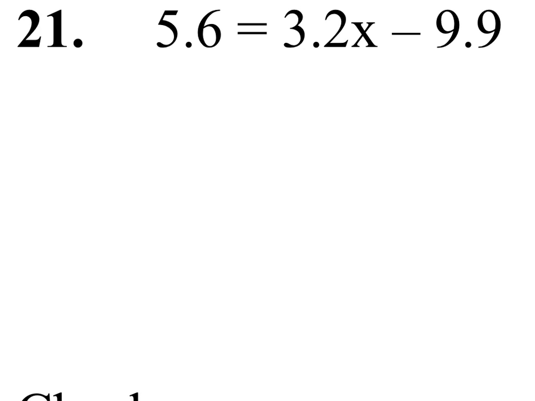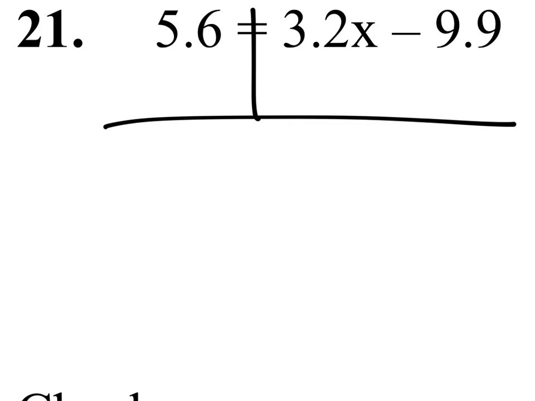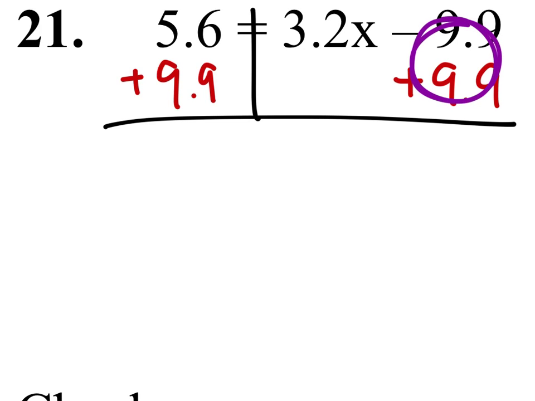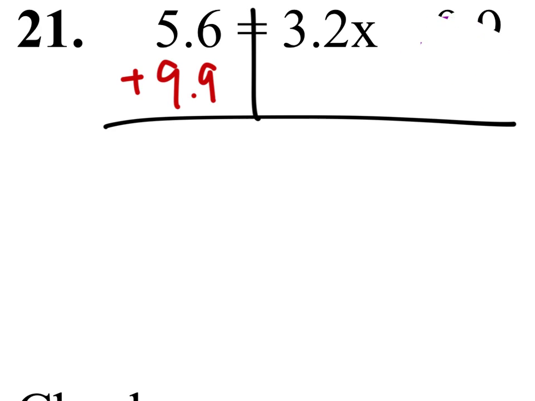Number 21, notice with the 3.2x we're adding or subtracting to it, which we should not have done. So we need to get rid of that subtraction in this case by adding 9.9 to both sides. And what that does is it creates a zero pair. We could just erase it if we wanted to, and see how that disappears now. That's very nice.